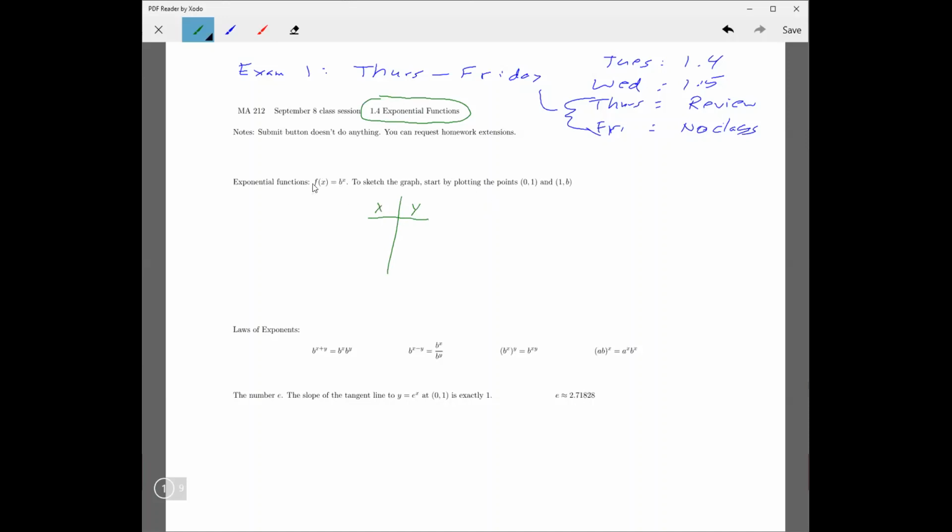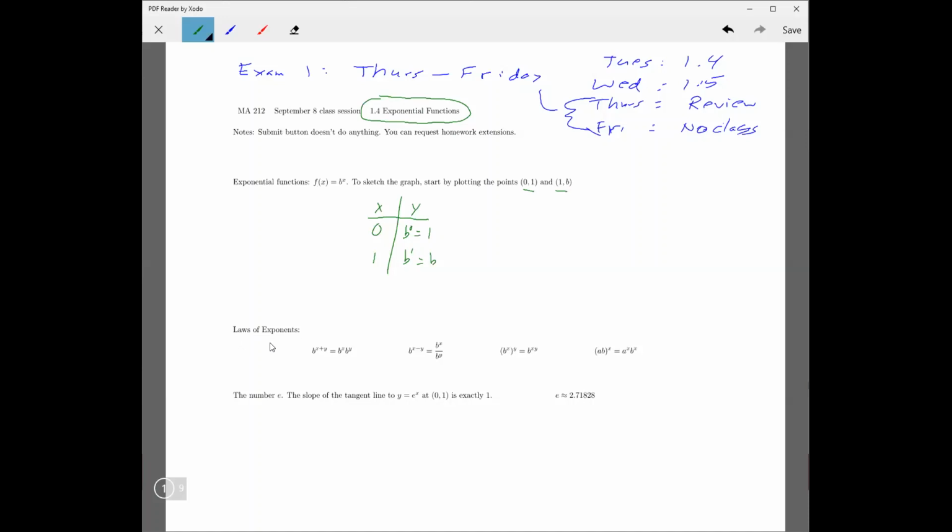If f of x is your y, then when x is 0, you plug that in and get b to the 0, which is just 1. And when x is 1, you get b to the 1, which is just b. So it's going to go through those two points no matter what, if it's of this form. That's a good place to start in graphing it, and I'll tell you later what the general shape is going to be.